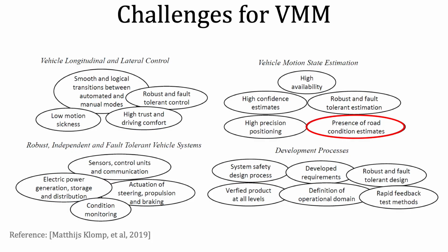The challenges for vehicle motion management could be divided into 4 different groups. One is how the lateral and longitudinal control is done. For example, is it good, with low motion sickness? The second part is associated with fault-tolerant control. For example, could the system provide a fault-tolerant system?